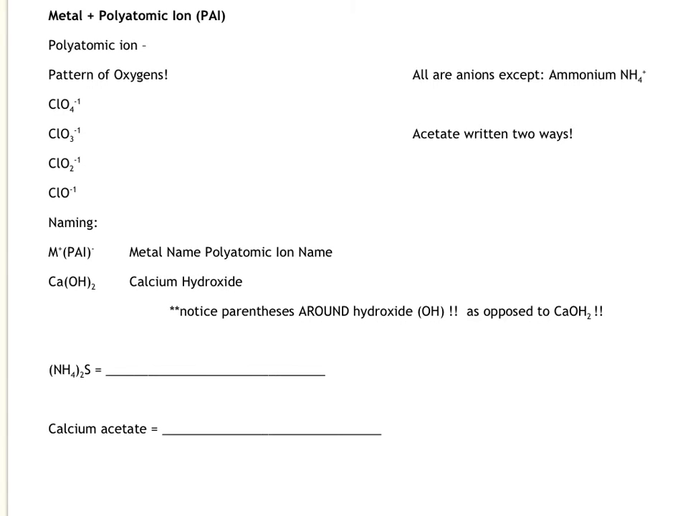The last type of ionic compound is with a metal and a polyatomic ion, or polyatomic ion and a nonmetal. So a polyatomic ion is just simply multiple atoms put together with a charge to create an ion. So it's a multiple atom ion. And we treat it like a unit.